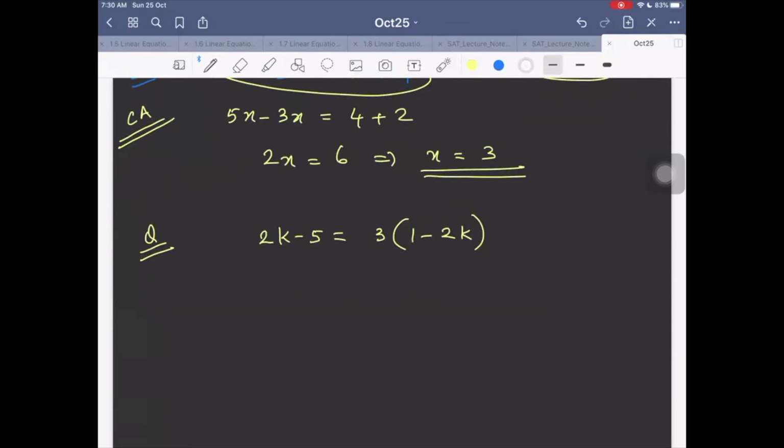So we have 2k minus 5 on the LHS. Please listen. When you see a bracket, a parenthesis, what do you do? You have to distribute. It's basically a multiplication. So it's 3 into 1 minus 3 into 2k, which is 3 minus 6k.